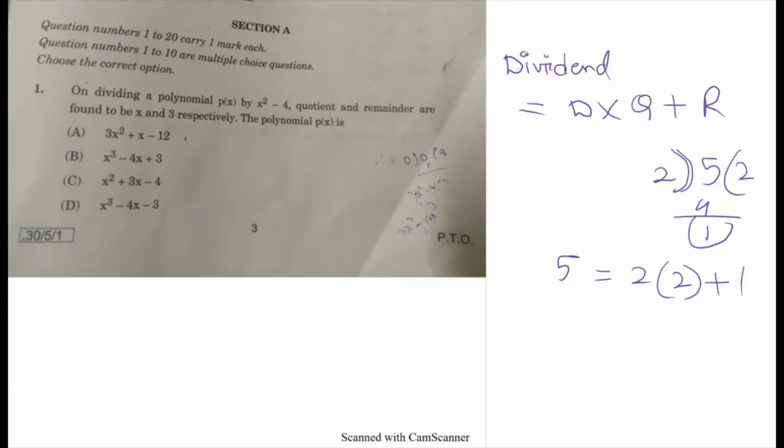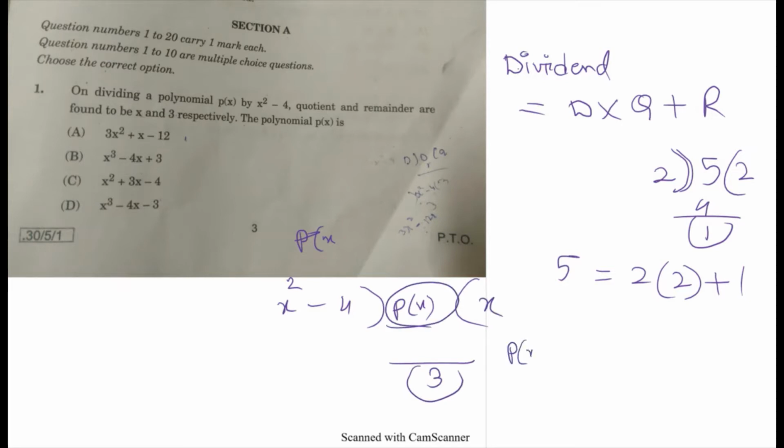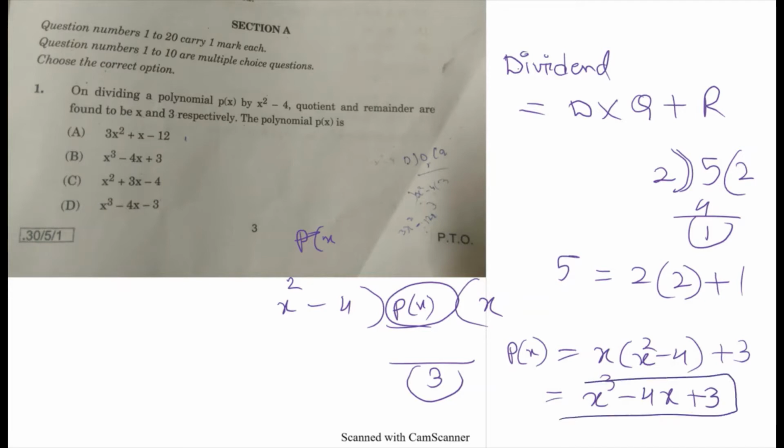Similarly, if I divide p of x polynomial with x square minus 4, the remainder is given as 3 and the quotient is x. I can say that this p of x equals to x into x square minus 4 plus 3, that equals to x cube minus 4x plus 3. So this is the answer. So this is the option B.